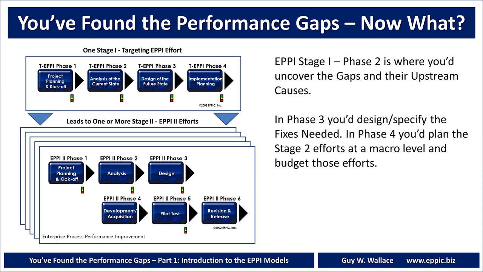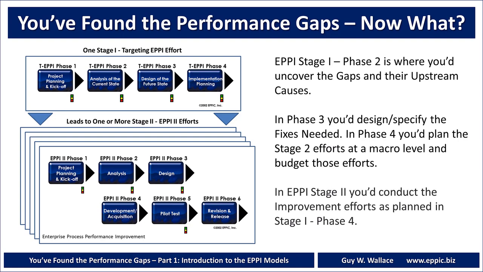In phase three, when you've designed your future state, you're going to be able to price it out. In phase four, you decide what you really need to do going forward in EPI stage two. That's where you're going to actually conduct the improvement efforts.